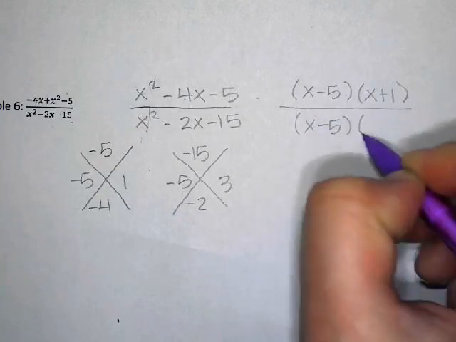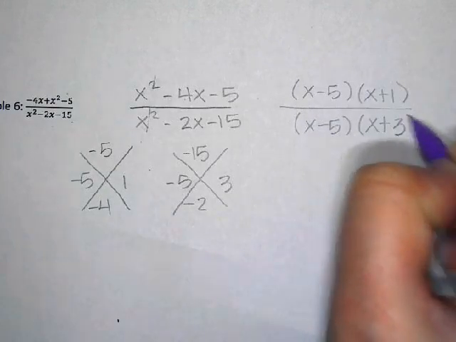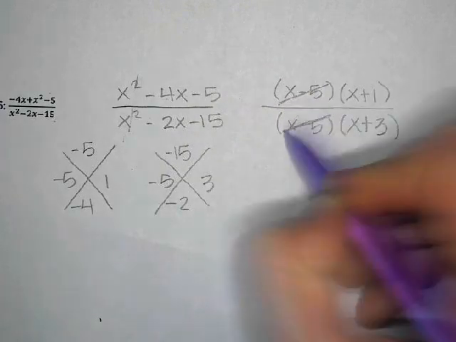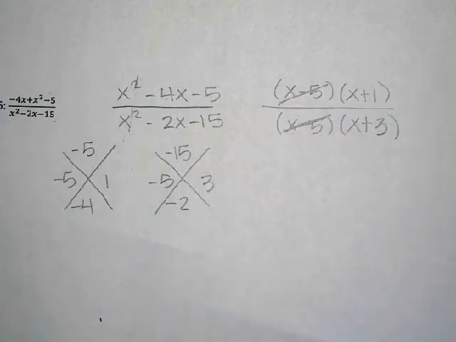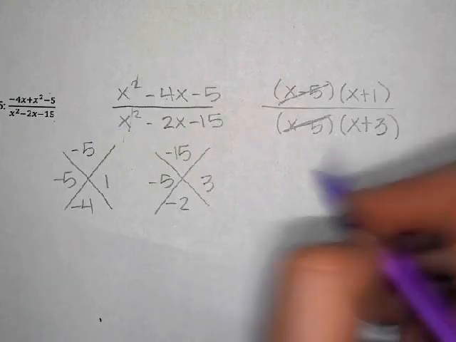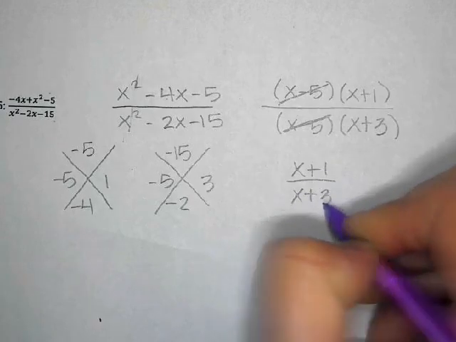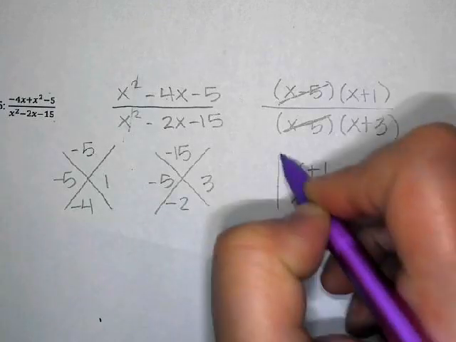Okay. Do I have any factors that are identical? Yes. What are they? X minus 5s. Okay, I can divide those. And then what is my final answer? X plus 1 over x plus 3. Can I cancel anything else? No. Not unless I want to be a murderer. Okay.